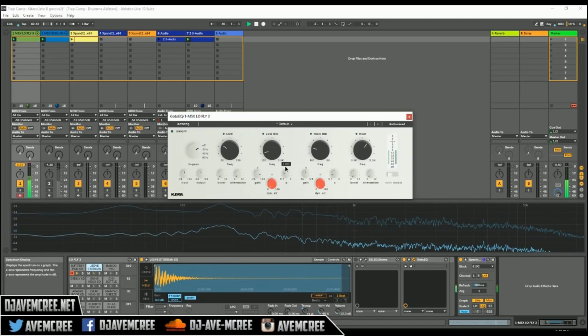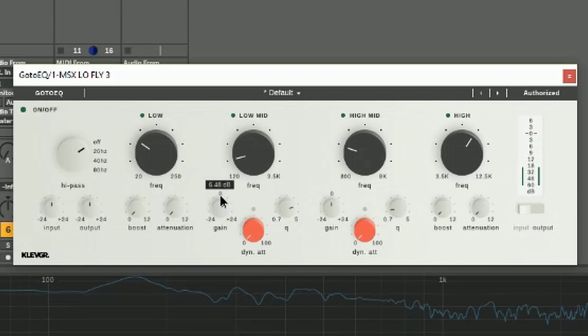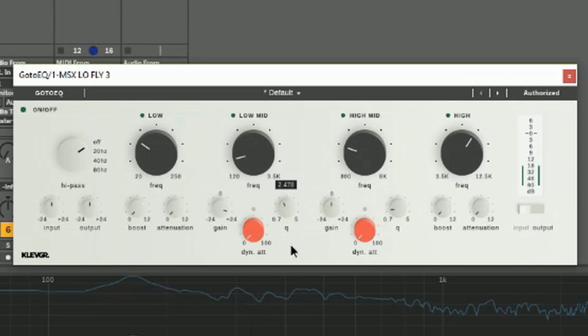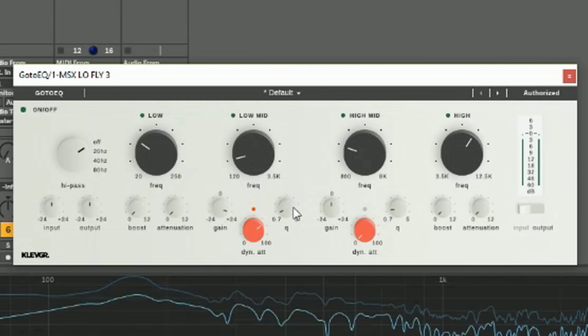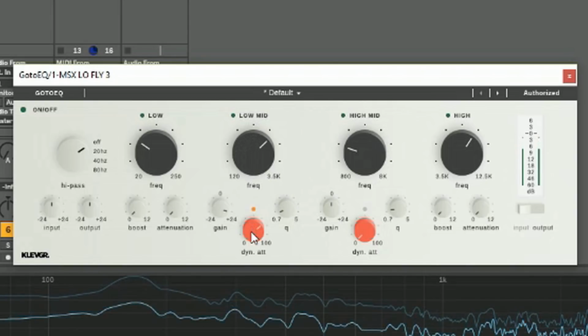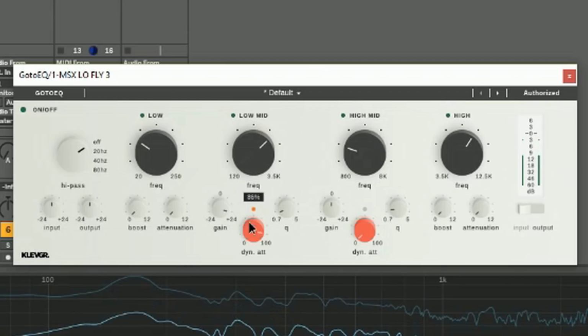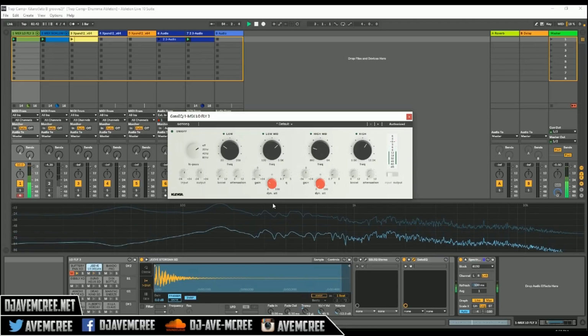Now, it does have a way of shaping the bell, so we're going to go ahead and knock the gain back down. Now, let's use dynamic attack. Now, let's sweep the frequency. You now can hear a lot of snap in this snare.